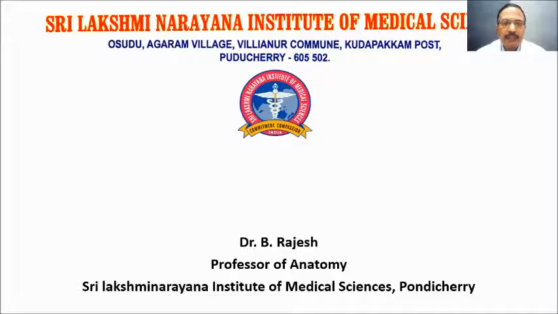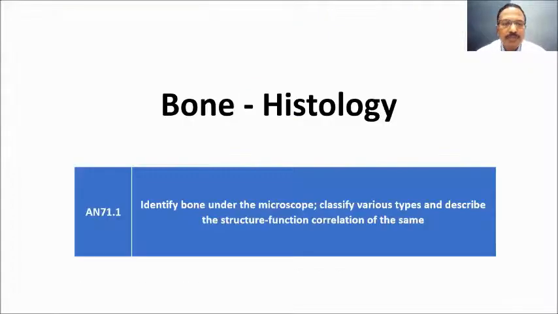Today we will be discussing bone tissue. This comes under competency number AN 71.1, that is, to identify the bone under the microscope, classify various types of bone, and describe the structure and function of bone tissue, correlating with the functions.